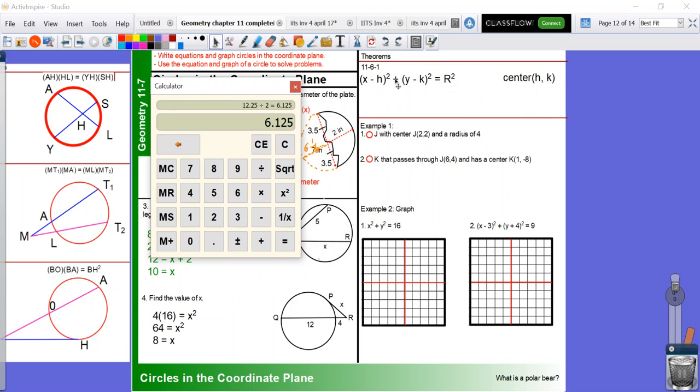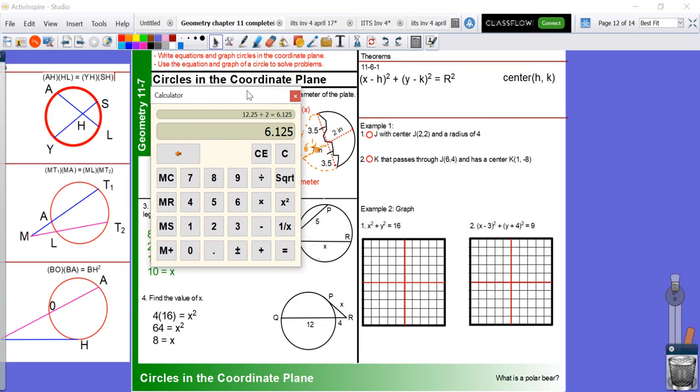So now let's take a look at circles in the coordinate plane. So we have a theorem, an algorithm really, that tells us how to find the equation of a circle. And the equation of a circle is going to be written in the form x minus h in parentheses squared plus y minus k in parentheses squared, and that is equal to the radius squared. And we know that the center of the circle is going to be at point h comma k. So let's put this into use.